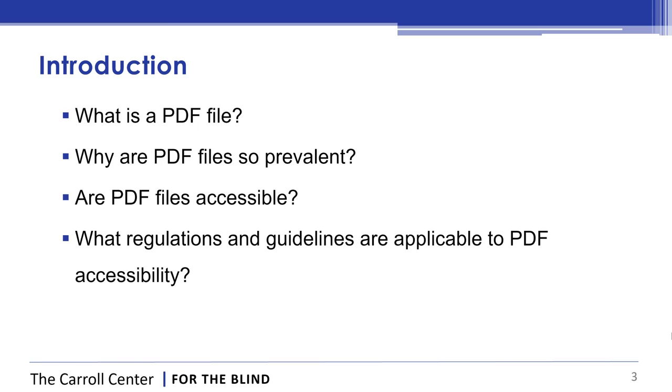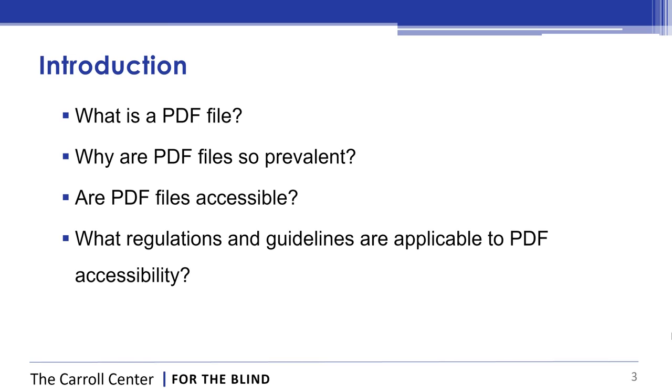Are PDF files accessible? Many moons ago, PDF files presented some serious challenges for screen reader users. Fast forward to today, and it is possible to create PDF files that are accessible and usable for individuals with disabilities who use assistive technology like screen readers. But it takes someone with the tools, knowledge, and time to produce an accessible PDF. PDF accessibility, as you know, affects screen reader users. PDF accessibility addresses the needs of users who are blind or visually impaired, but also individuals with other types of disabilities as well. What regulations and guidelines are applicable to PDF accessibility?